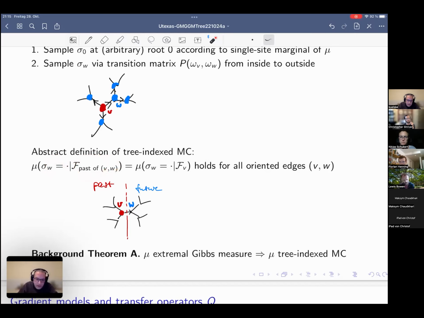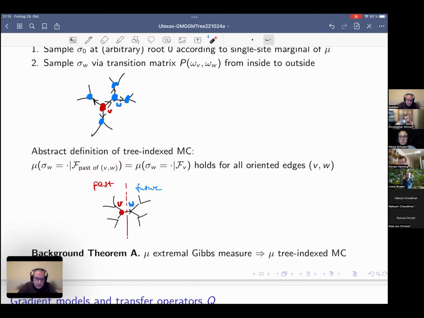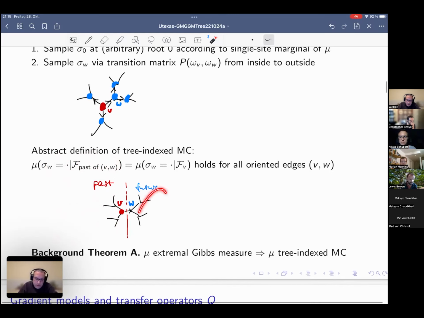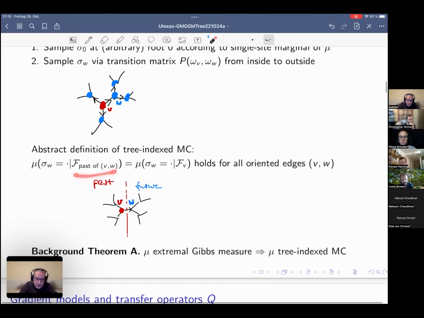I mean, the past of an oriented edge are all the vertices which lie here. So there are infinitely many, uncountably many. And so there's a sigma algebra generated by the degrees of freedom, by the spin variables all here. And so you say it's a tree index Markov chain if you take some event here, you take conditional expectation on the past, it only depends on the immediate past here. So that's the notion of a tree index Markov chain abstractly.